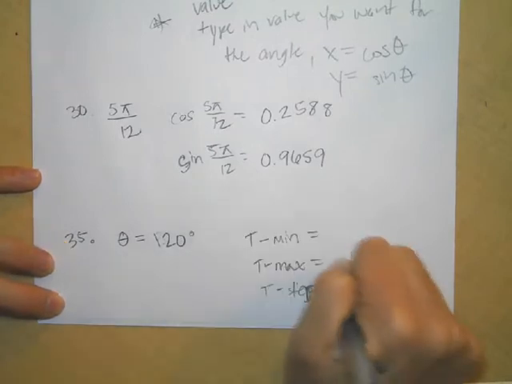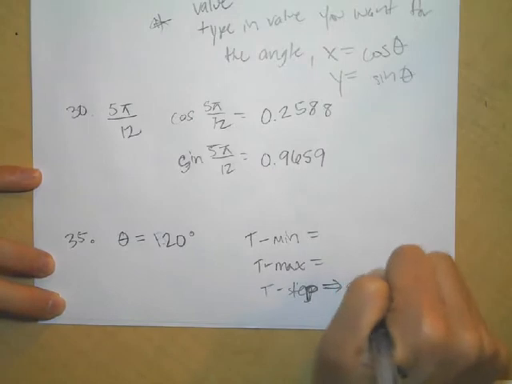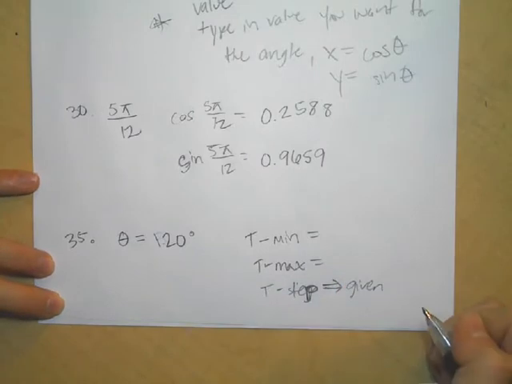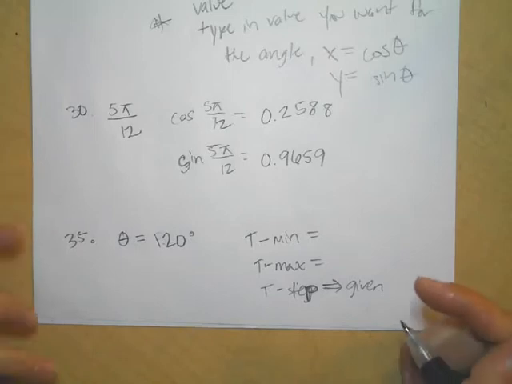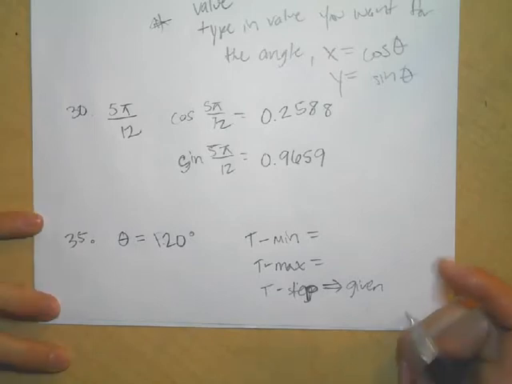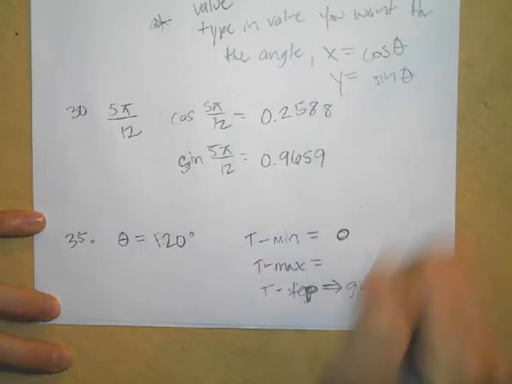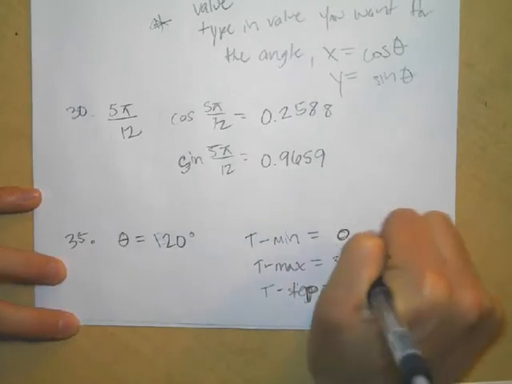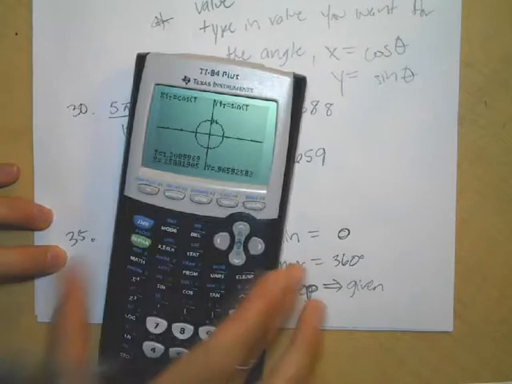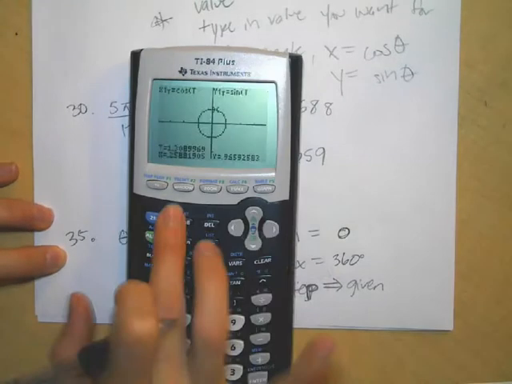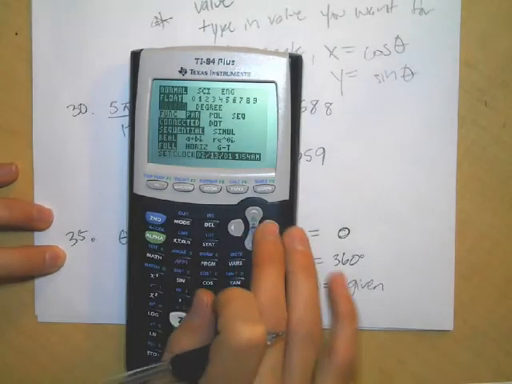Our T-step is given. What do you think our T-min is going to be? It wants to trace one whole circle, so what's the minimum angle you can put in for a circle? 0. And the maximum degree is? 360. Good. So we're going to go back here, and to change it to degrees, we hit mode. We're still on parametric, but we're going to change from radians to degrees.